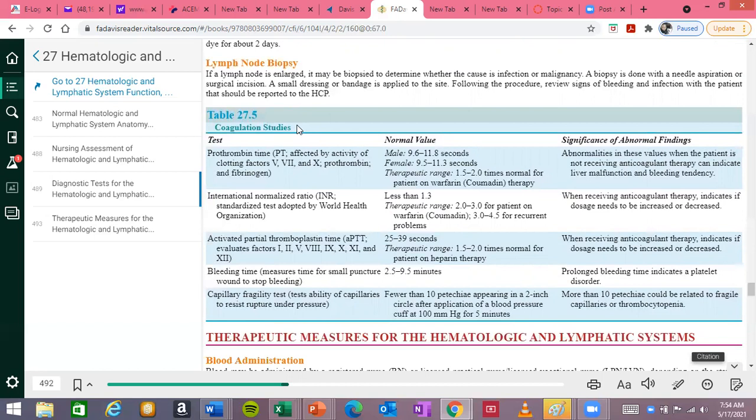The APTT normal range is 25 to 39 seconds before you are able to clot. So this is nothing but a coagulation study telling you how soon you should be clotting. When we look at these levels, if your prothrombin time is 15 seconds, meaning it takes you 15 seconds to clot, you are at risk for bleeding out, because we know 9.6 to 11.8 is the normal amount of seconds it should be occurring.